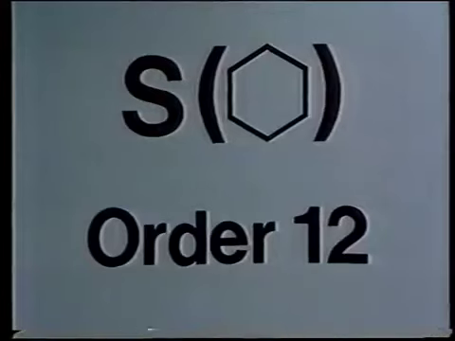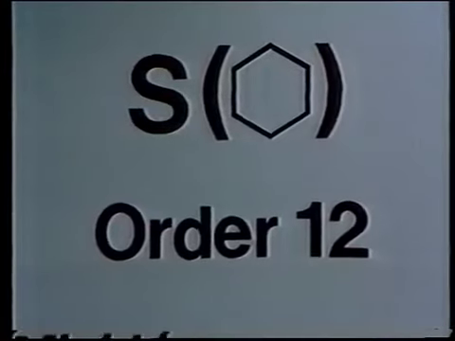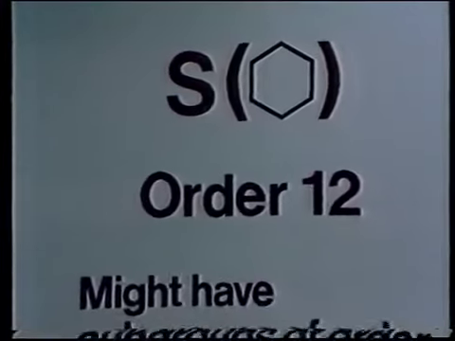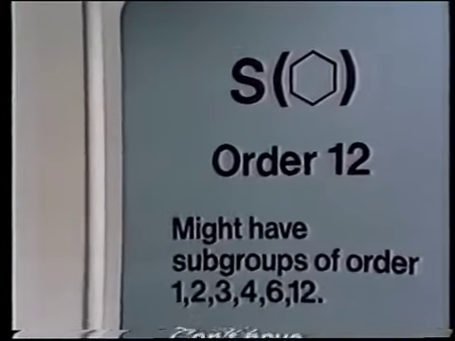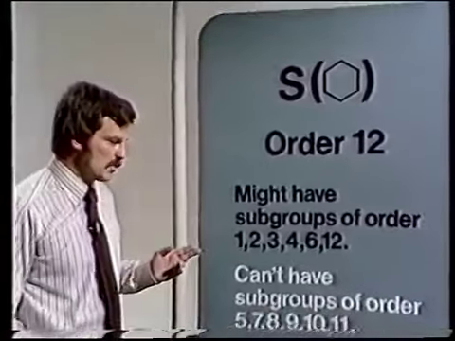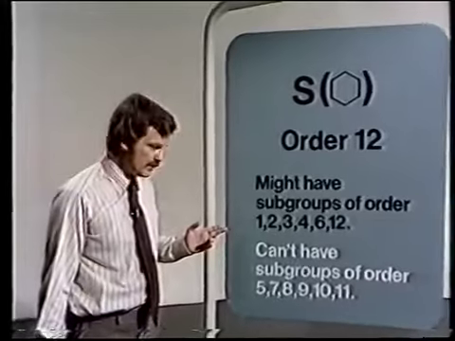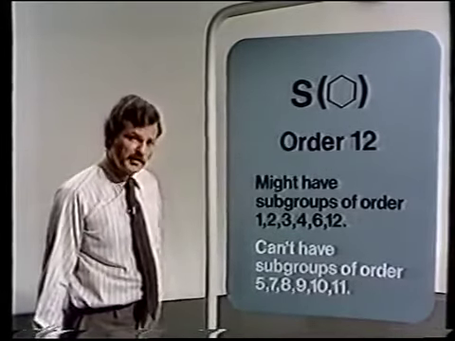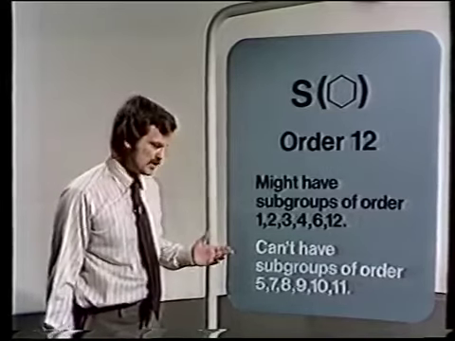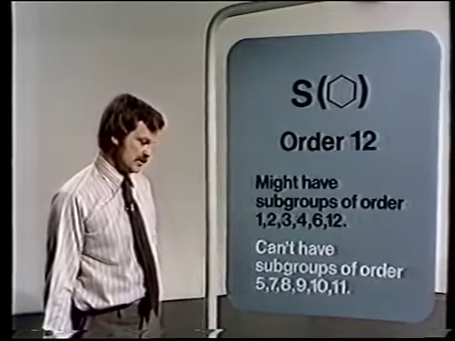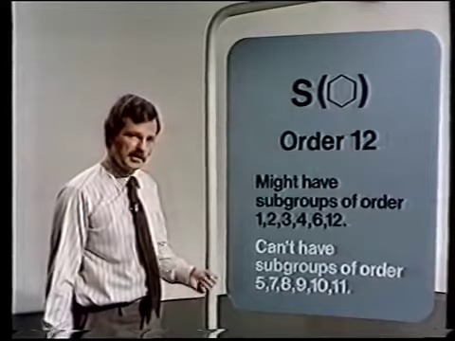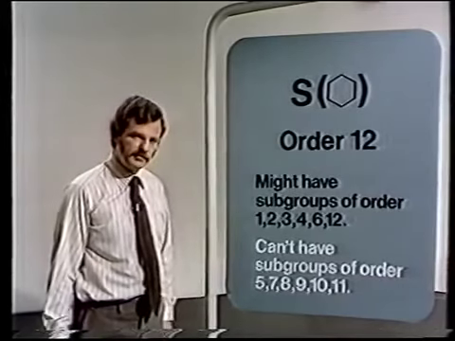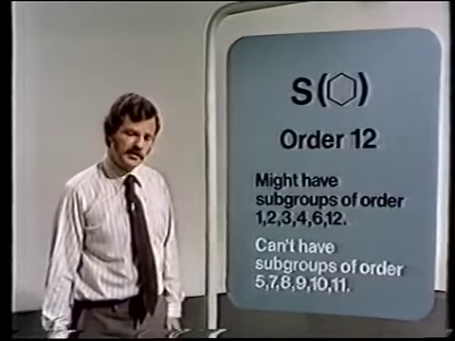First of all, what additional information does it give us concerning the group that we've been looking at? The symmetry group of the hexagon has order 12. So Lagrange's theorem tells us it might have subgroups of orders 1, 2, 3, 4, 6 and 12, for these are the integers which divide 12. But Lagrange's theorem also tells us that it can't possibly have subgroups of any of these other orders, 5, 7, 8, 9, 10 and 11. And we can take this idea further.